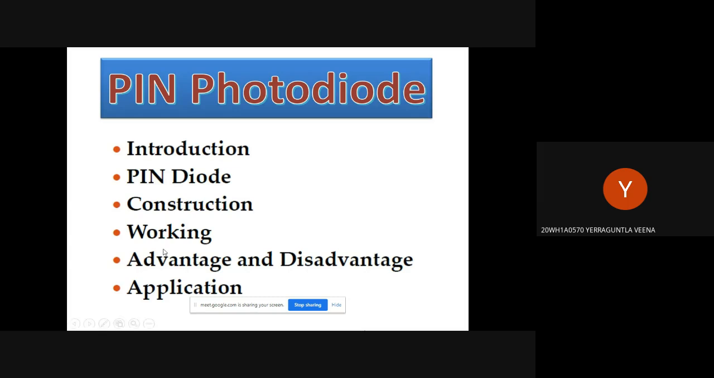Yes, sir. Right. See, in the last class we have completed the solar cell. In that solar cell we have studied the introduction, the principle involved, construction, working, materials used, characteristics, advantages, disadvantages, and finally the applications. We have completely studied the solar cell. And can anyone tell me what is the meaning of short circuit current?